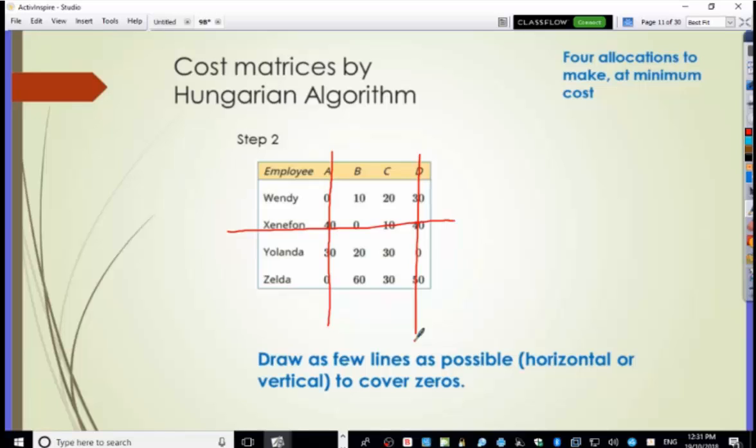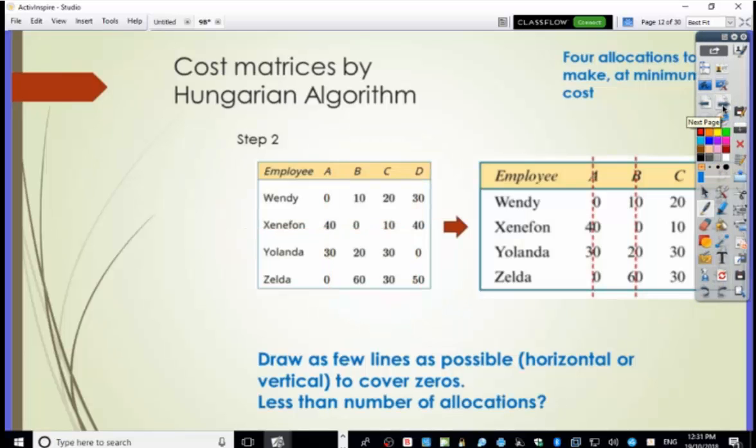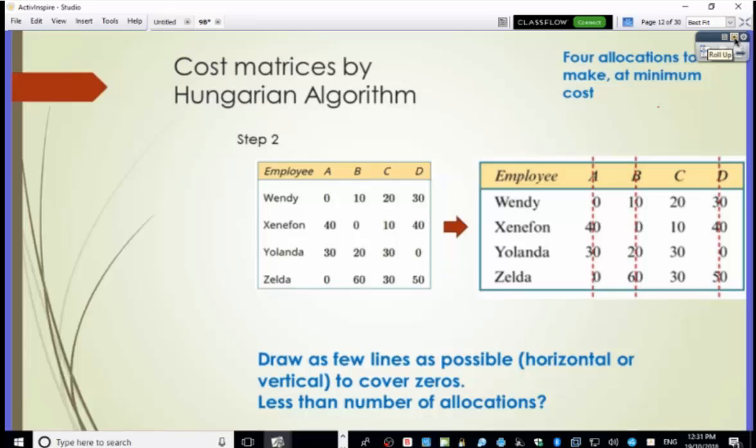That's the point. Once I've covered all the zeros up, if I've only taken 3 lines, I've got to carry on with the next step. So let's have a look at that. That's a different way of doing it, but it's the same thing. It still only took 3 lines, yeah? So we've got to do the next step.